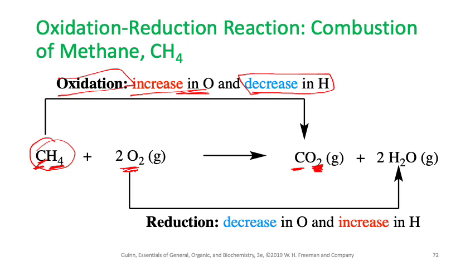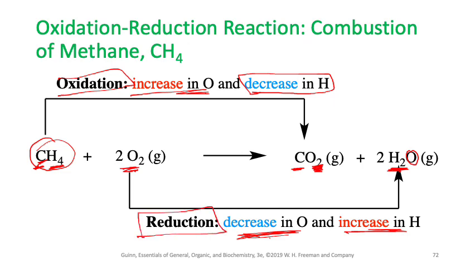Before the reaction you have 2 atoms of oxygen, right? After the reaction you have just 1 oxygen, that means you decrease the number of oxygen, and you have 2 hydrogen atoms attached to it, that means you increase the number of hydrogen. So this reaction is called a reduction reaction.